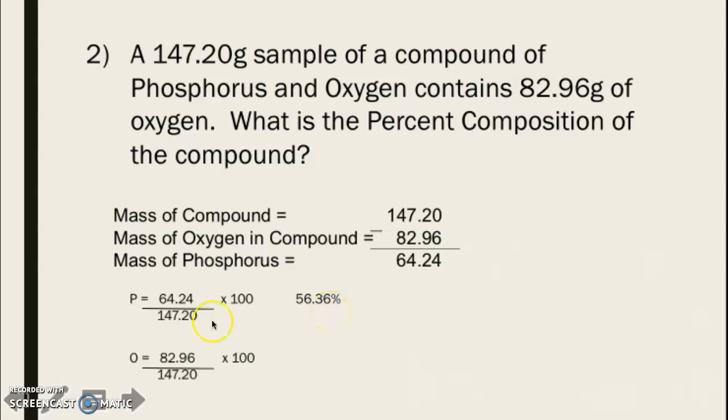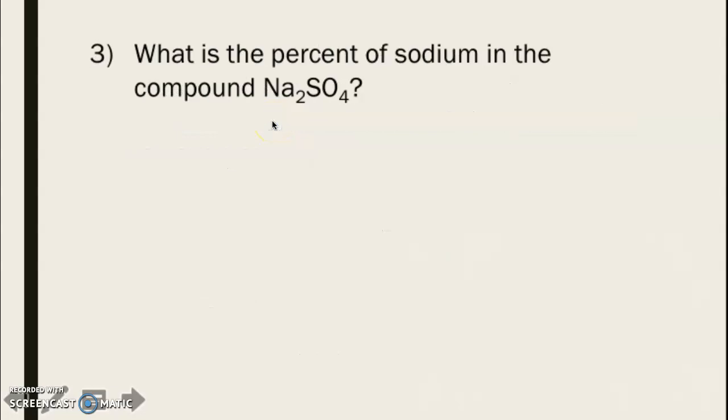Okay, oxygen's turn. Mass of oxygen divided by the mass of the compound times 100. Answer with 4 sig figs. Okay, so there's our percent composition, or percent of phosphorus and oxygen, for this particular compound. Since it had actual measurements, as listed in our problem, we have to make sure we're using sig figs.